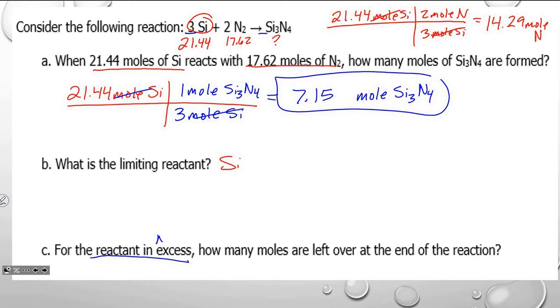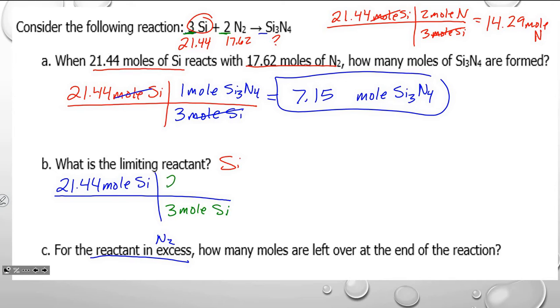So the excess here is the N2 that we're trying to find. How many moles are left over? So again, I'm going to start with my known, my limiting, 21.44 moles of silicon. This time I'm going from here to here. So I'm going to go 3 moles of silicon for every 2 moles of nitrogen. Moles of silicon go out. Take that and times it by 2 and divide it by 3. So it'll be in the teens. What do we get?